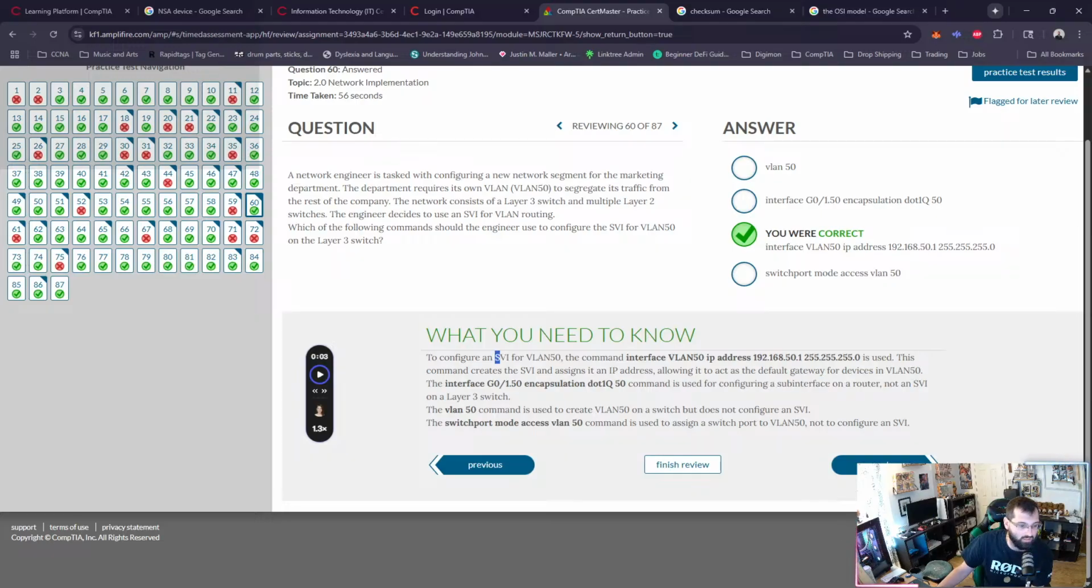Oh, okay. This makes sense. SVI is virtual. This right here means that it's a port, a physical port that you plug into. The VLAN 50 command is used to create VLAN 50 on the switch, but does not configure an SVI. That's what I figured with that as well. And then the switchport mode access VLAN 50 command is used to assign a switch port to VLAN 50. Okay.